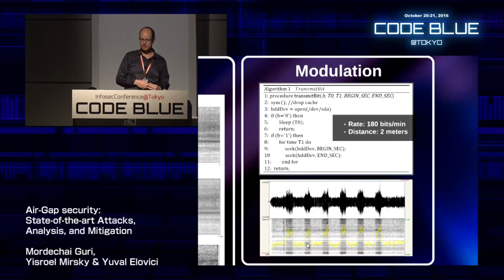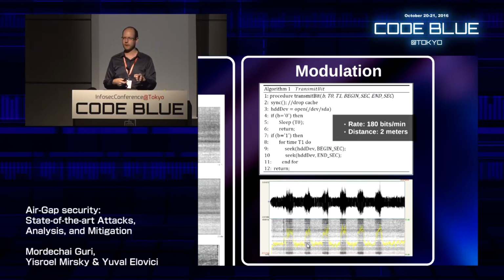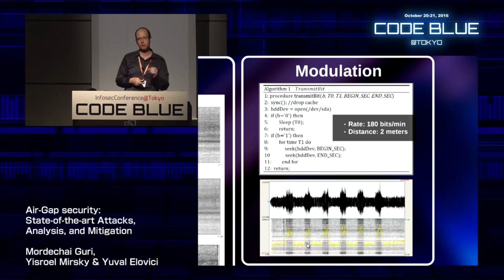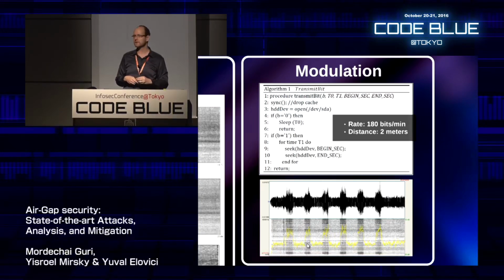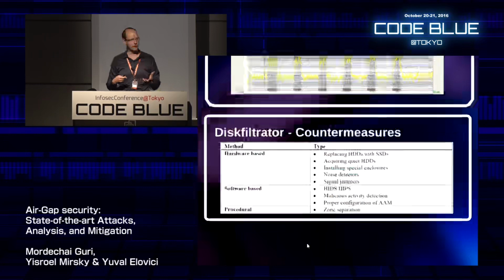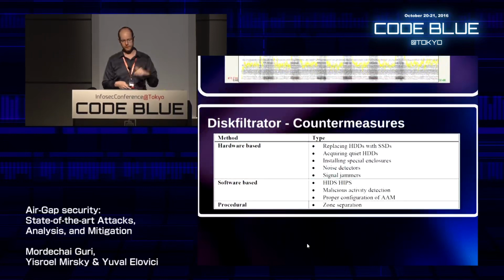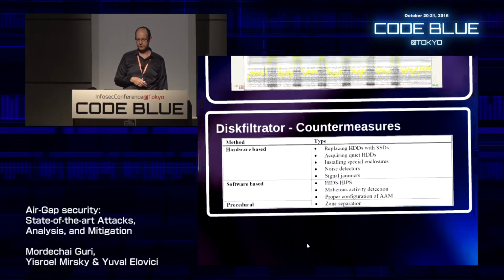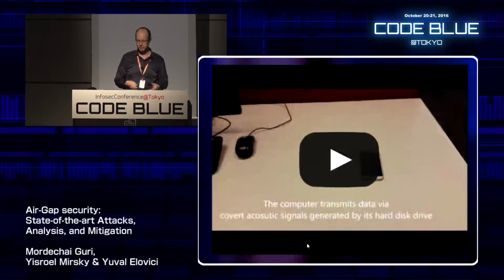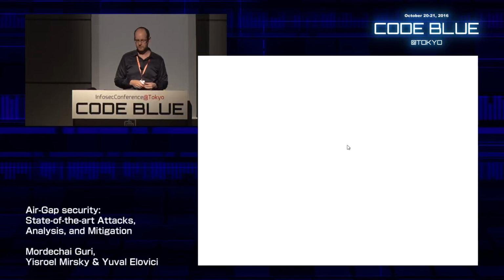And what we did, in order to send binary ones and zeros, is we had the head move from one track to another track repeatedly, back and forth, back and forth. If we want to send a zero, we just have it sleep. And if you do that, even with neighboring tracks, the signal comes through very well, and you don't need to jump from one side of the hard disk to another. So some countermeasures: you can replace your hard drives with SSDs, you can get quieter hard drives, and you can install special enclosures, signal jammers, and zone separation.